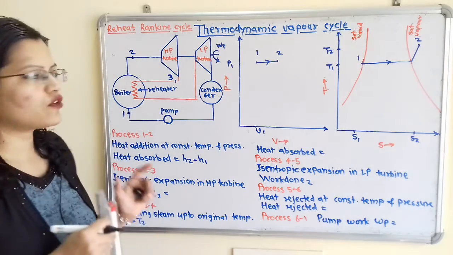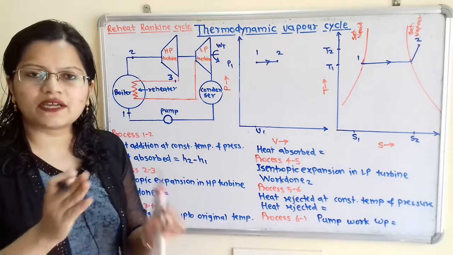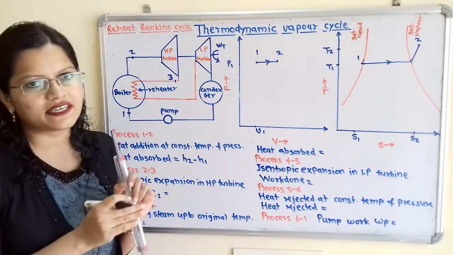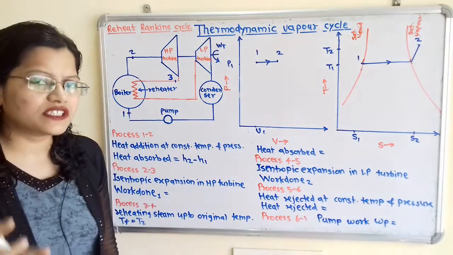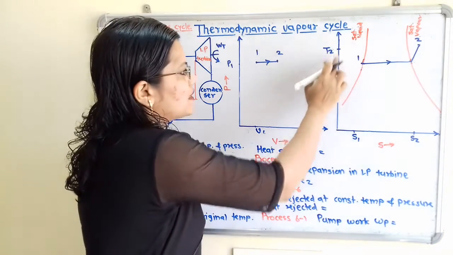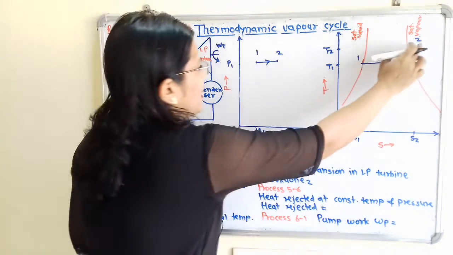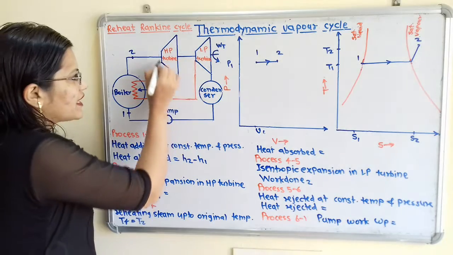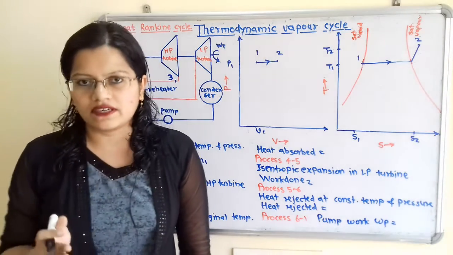So what is the effect of expansion? We know that when the expansion process is taking place, its pressure is getting decreased. Then volume is getting increased, and as the pressure is getting decreased, temperature will also get decreased. Now this is the superheated steam, and when this expansion is taking place, here at point 3, dry steam is generated.